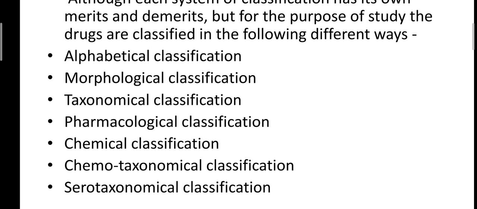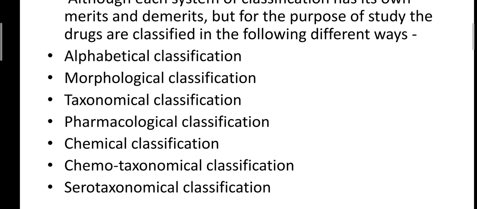Morphological means parts of plant, like leaf, root, rhizomes, wood, etc. Taxonomical means their categories. Pharmacological means their activities or actions. Chemical means classified according to which chemical constituent is present. Chemotaxonomical means a mixed chemical and taxonomical classification, and the seventh one is serotaxonomical. Let's see one by one in detail. First, you remember there are seven: alphabetical, morphological, taxonomical, pharmacological, chemical, chemotaxonomical, and serotaxonomical.